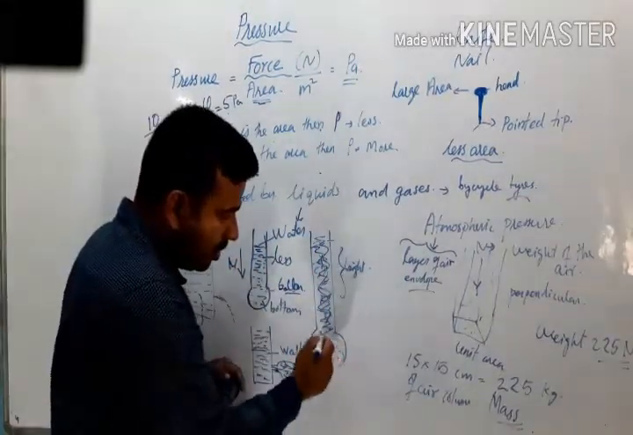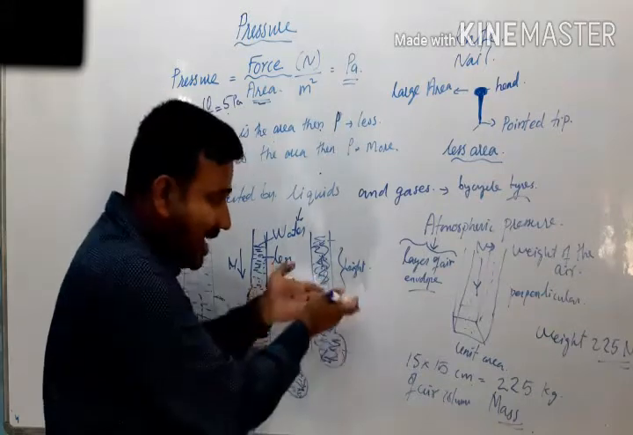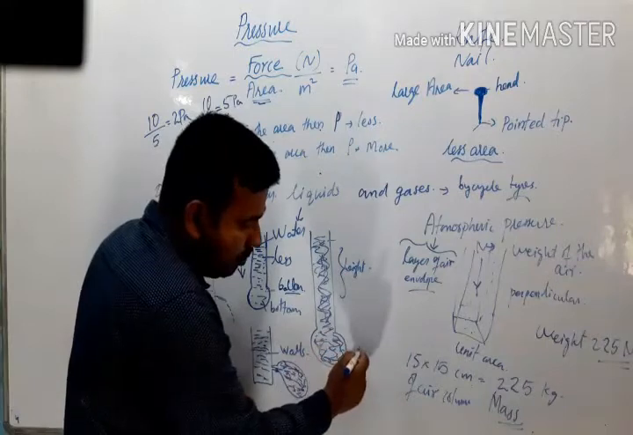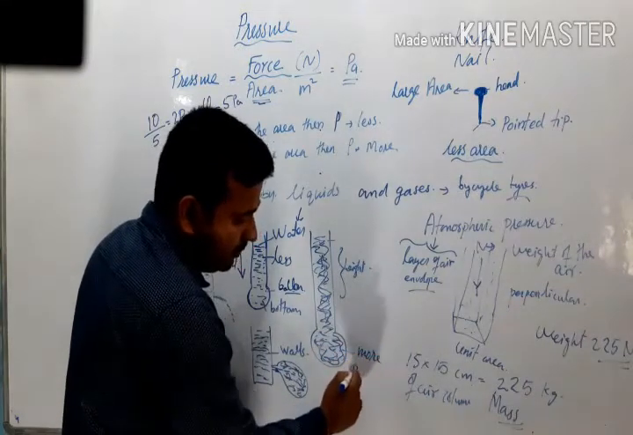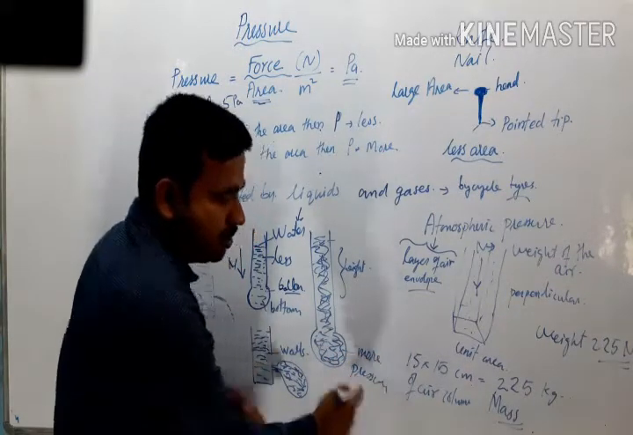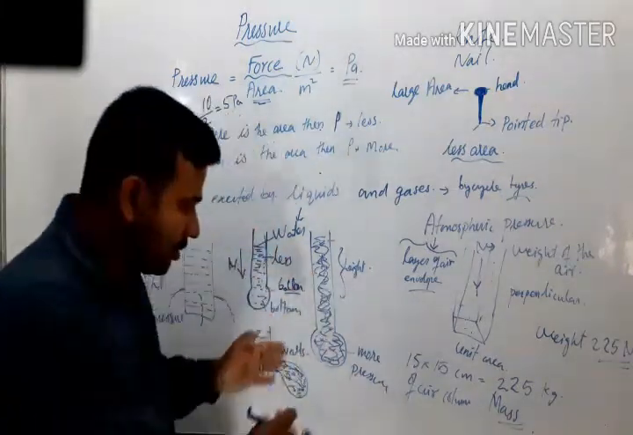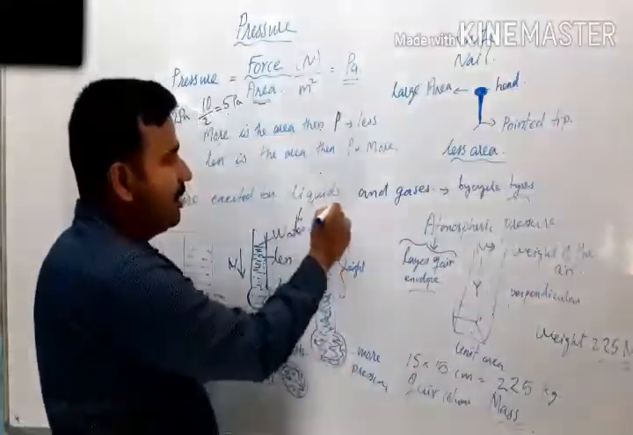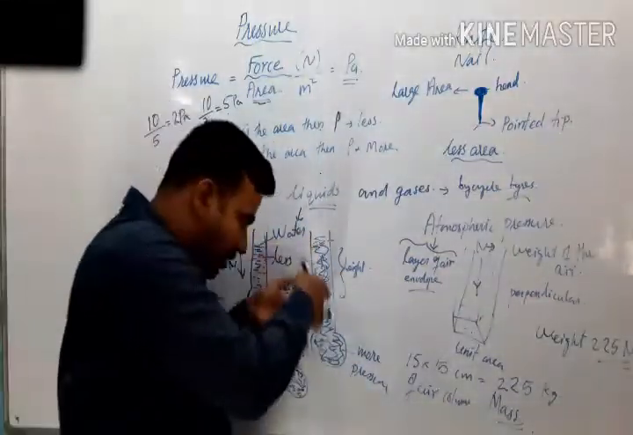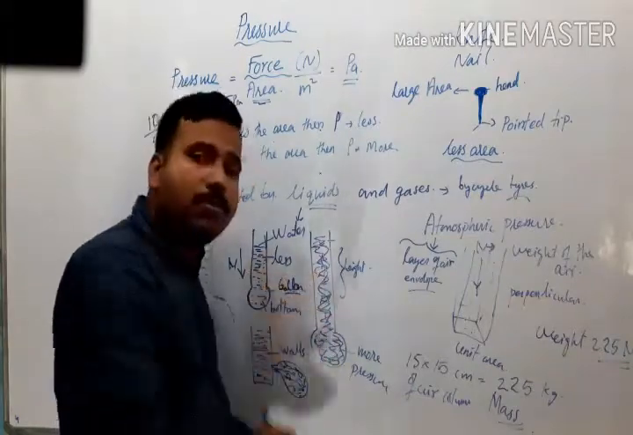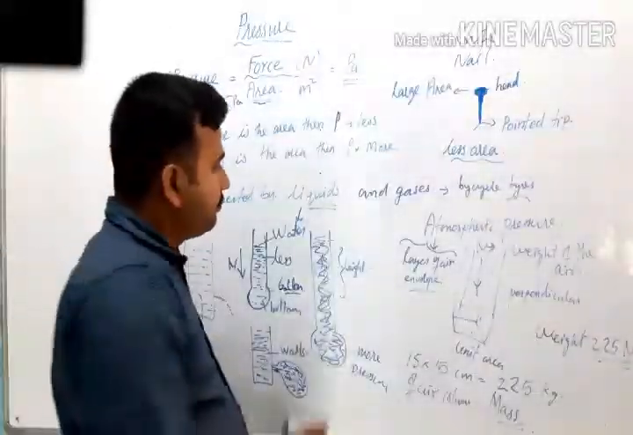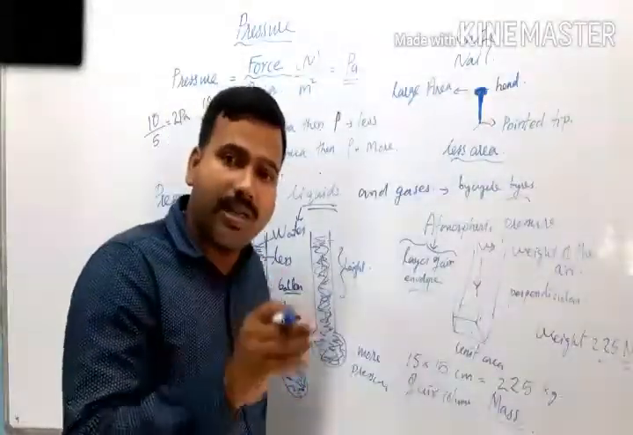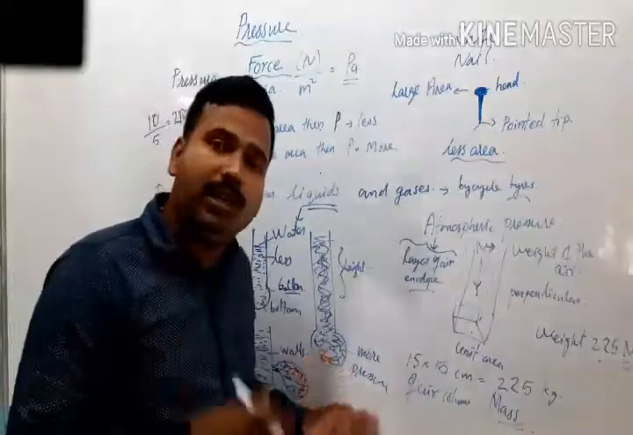So what will happen? As the height of the water column increases, it will exert more pressure at the bottom. As a result, the balloon has swollen a little more. So we can conclude that liquids exert pressure at the bottom of the vessel. Clear? From this activity we can understand that liquids exert pressure at the bottom of the vessel.